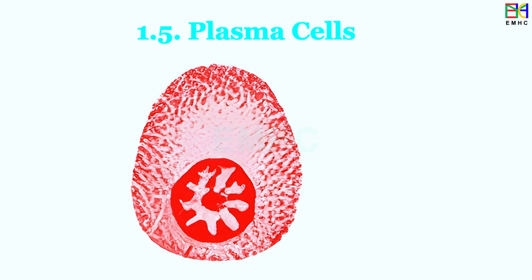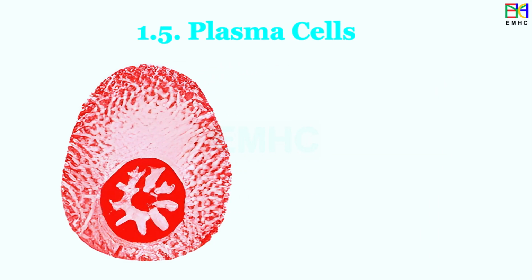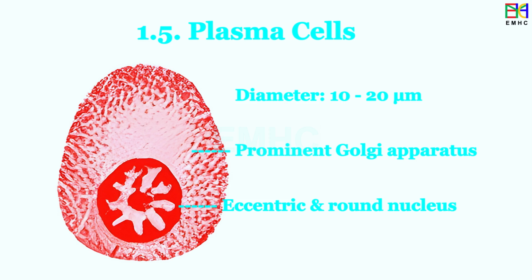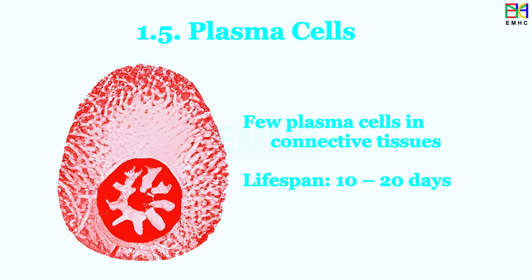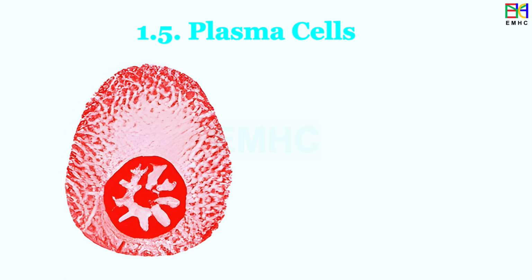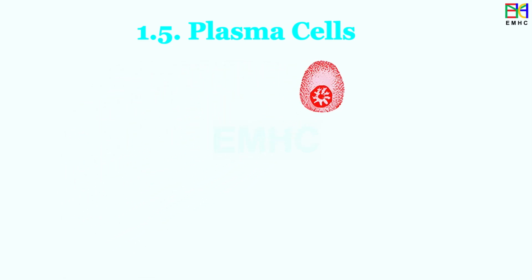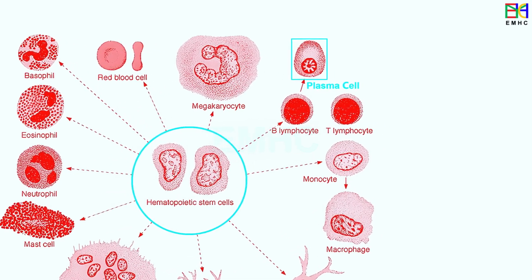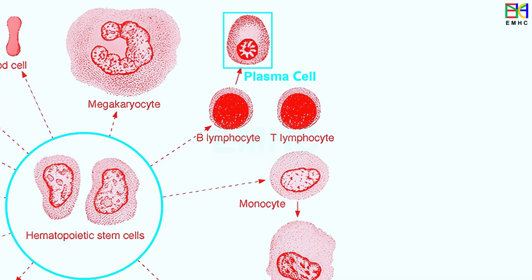Plasma cells are ovoid-shaped cells with a diameter of 10 to 20 micrometers, characterized by an eccentric, round nucleus and a prominent Golgi apparatus. There are few plasma cells in most connective tissues. Their average lifespan is short, 10 to 20 days. Plasma cells are derived from B lymphocytes and are responsible for the synthesis of antibodies.